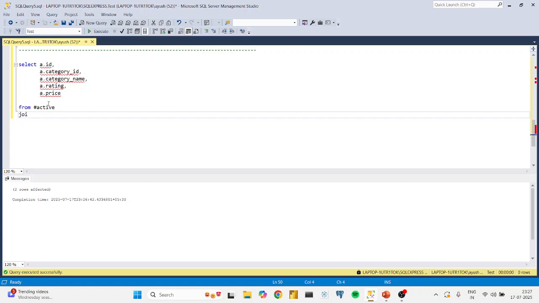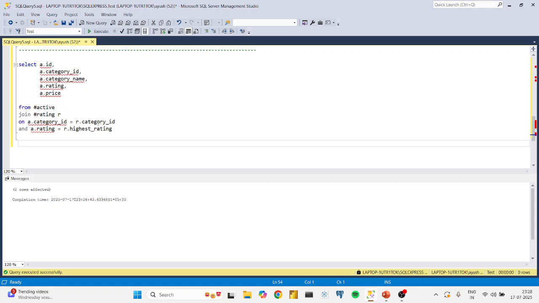Okay, so we are going to join rating r on a dot category id is equals to r dot category id, and a dot rating is equals to r dot highest rating. So now we have all the products with the highest rating. Okay, so among those highest rating, what we need is the minimum price.